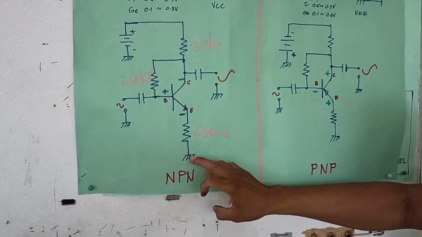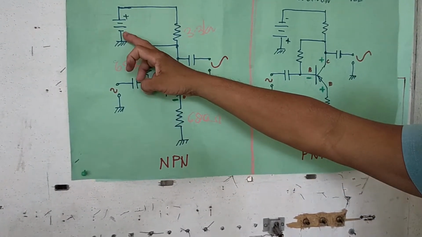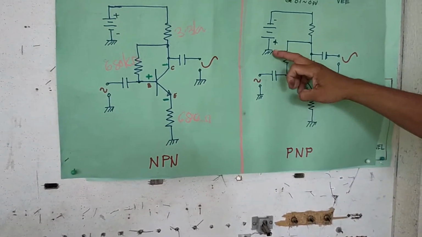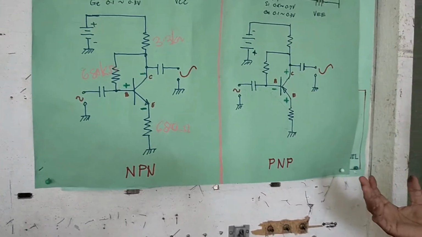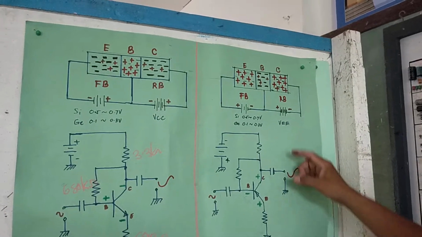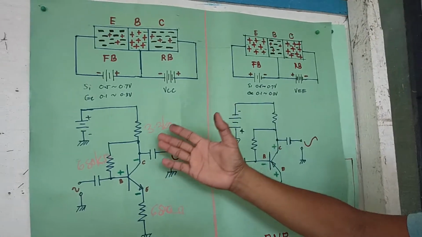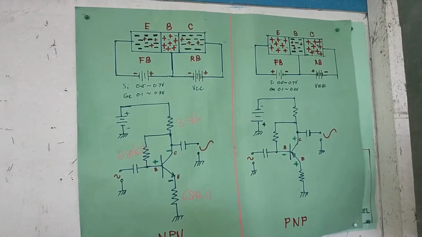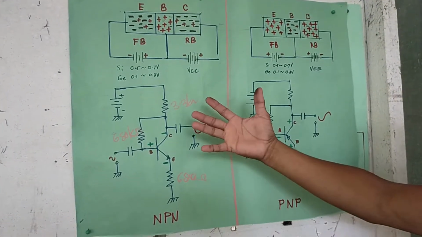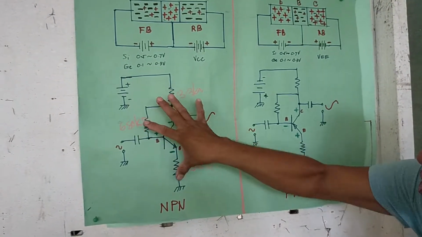Whereas this one is negative ground because the ground is connected to the negative side of the power supply. Whereas here, the ground is connected to the positive side of the power supply. We call it positive ground. Okay? And it is VEE, emitter supply voltage. For the NPN type, it is VCC because it is collector supply voltage. So, those are now the biasing voltages provided by the circuit, actually.